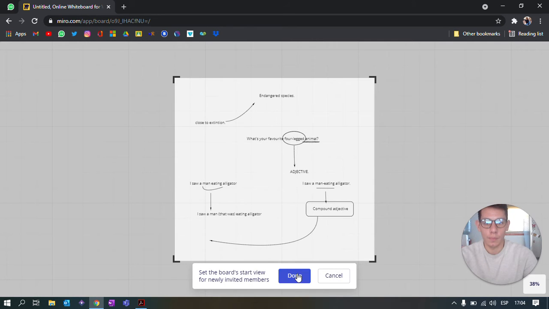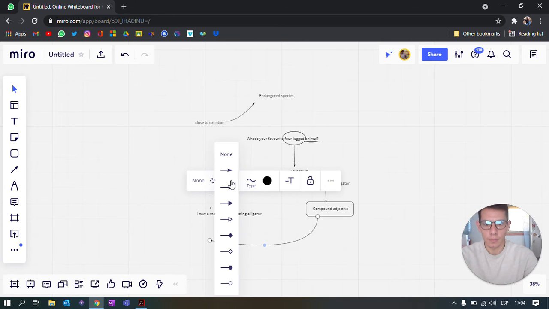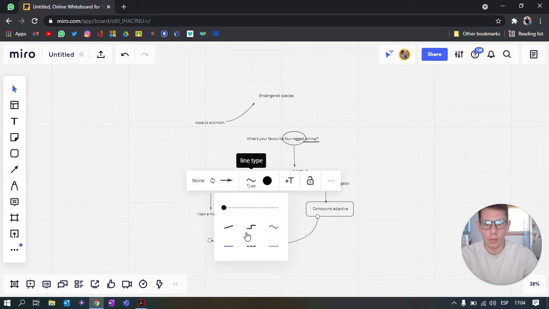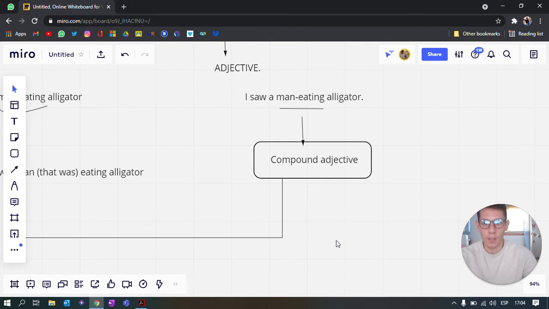Oops. I don't know what's going on. This is the first time I'm doing this, actually. Well, let's zoom in now.